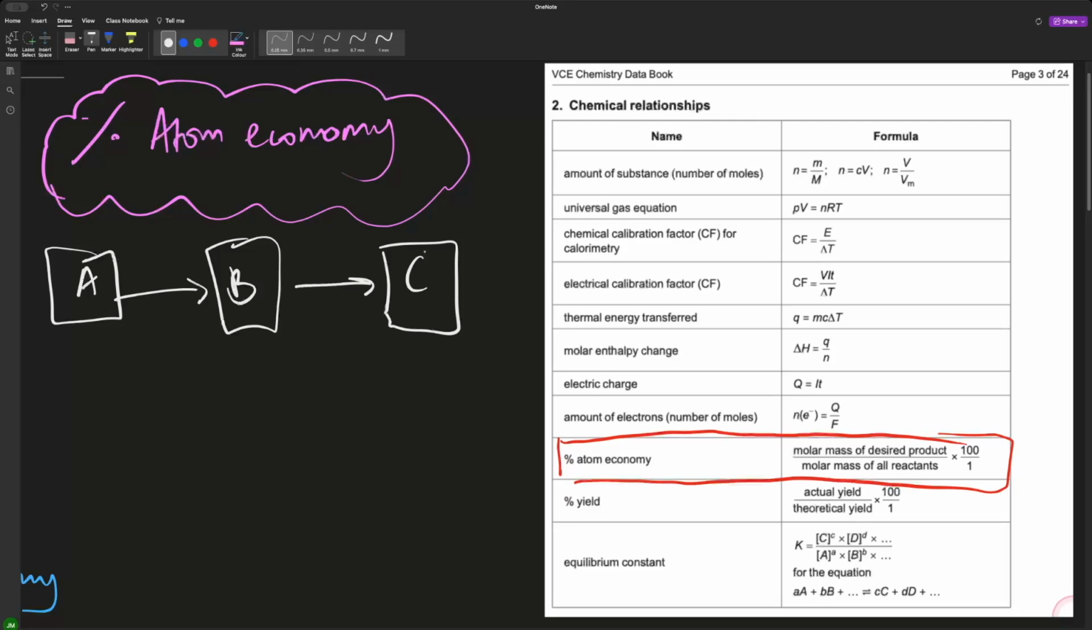The formula holds true though. You still use the same formula as given in the data book: the molar mass of desired product divided by the molar mass of all reactants. The key word here is all. And how do we define all reactants? Let's look at an example question to help us understand this a little bit better.